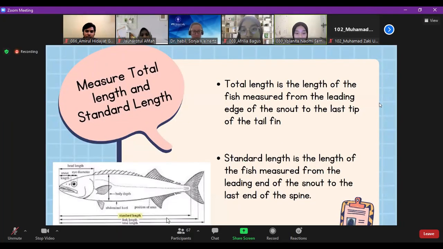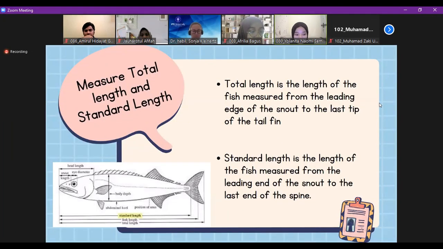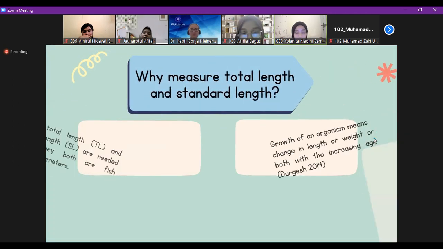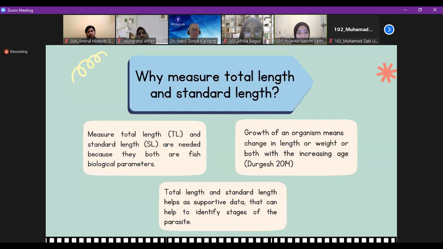From the leading end of the snout to the last end of the spine. Next. So why measure total length and standard length, or what is the purpose to measure total length and standard length?